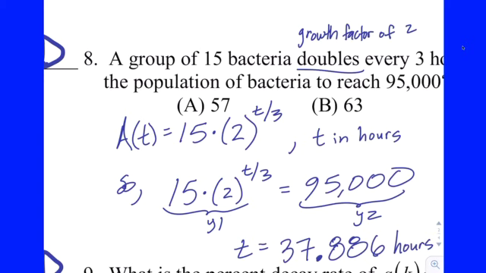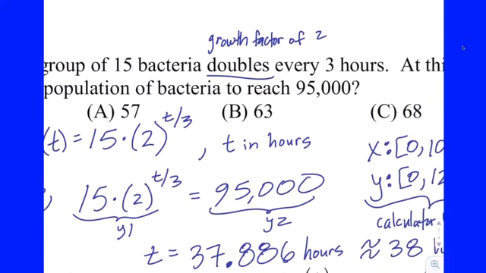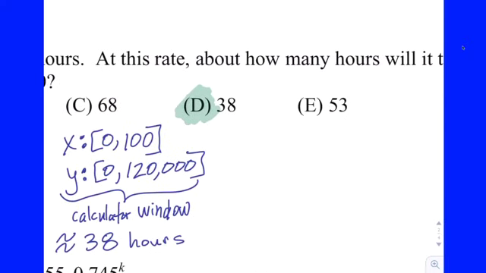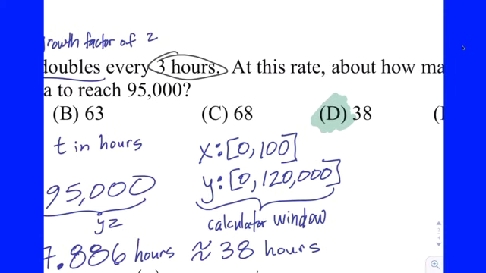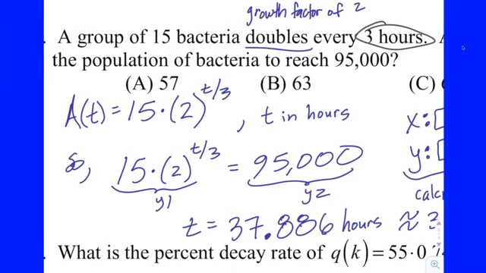So I wrote the model first. I called the amount at any time A. The initial amount was 15. The growth factor was 2, so that was the base. And then it doubled every 3 hours. Notice because it says how many hours, and I tell you it doubles every 3 hours, we can use hours as units. So it's t divided by the time it takes to double, which is 3 hours. So t divided by 3, and I wrote t in hours. So there's your model. So all you got to do is now set it equal to 95,000. And then how do we solve that?